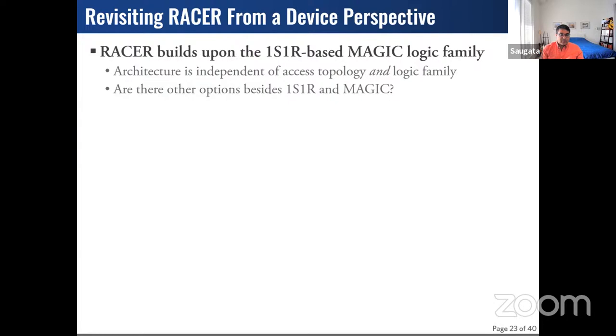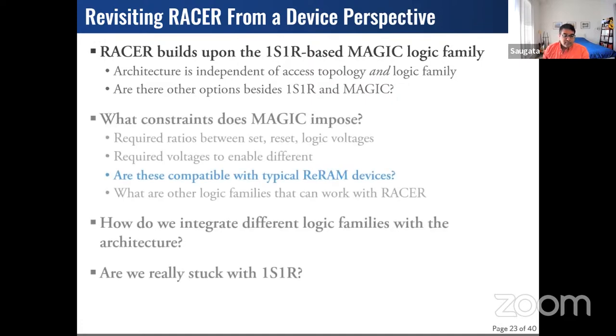As Adi mentioned before, the MAGIC family was what we did our initial studies on, and that has its own limitations. But the architecture about RACER, think about it, the tiles, the pipelining, there's nothing that's specific to a logic family or a specific way of using voltages. It's simply an architecture where we can support one of many different types of logic families and one of many different types of devices. We don't have to use 1S1R, as I mentioned, we can support 1T1R.